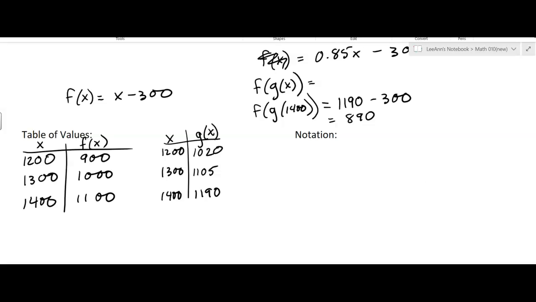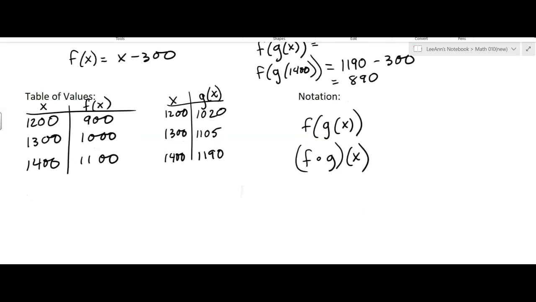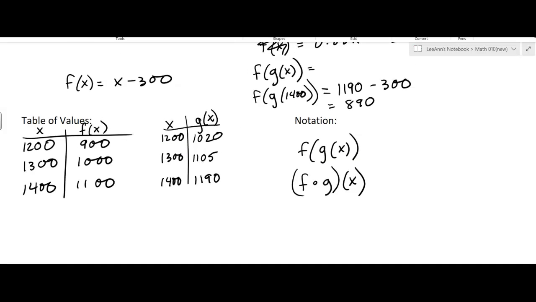Well, we have a special notation. You can write it this way, f of g of x, and that's how we pronounce it, f of g of x. It's also written with a little open circle like this, and that is read f of g of x. Okay? Now, does it make a difference if I take the 85% and then take off 300, or if I take off the 300 first and then do 85% of that? And the answer is yes, it makes a difference. Okay, so we'll see that maybe later.